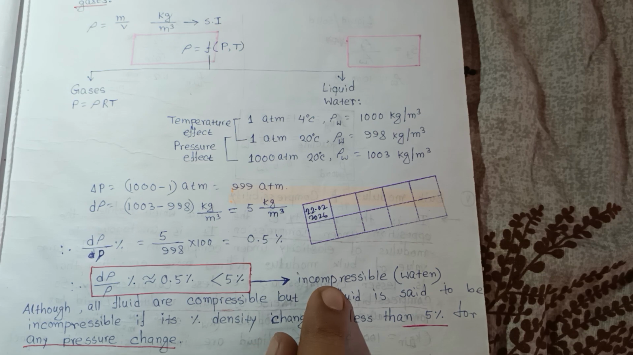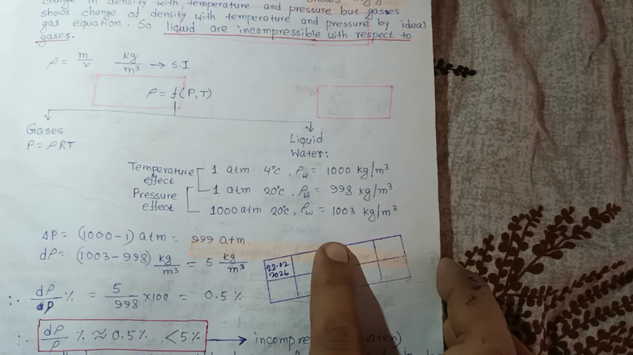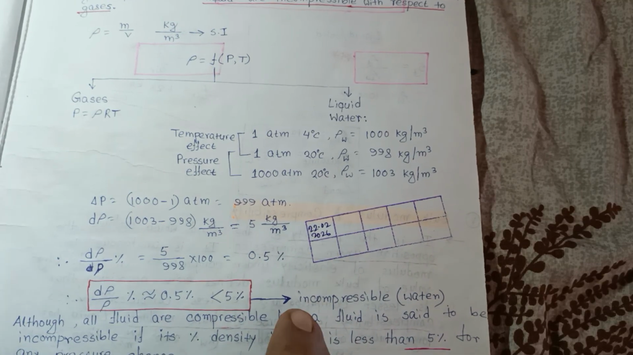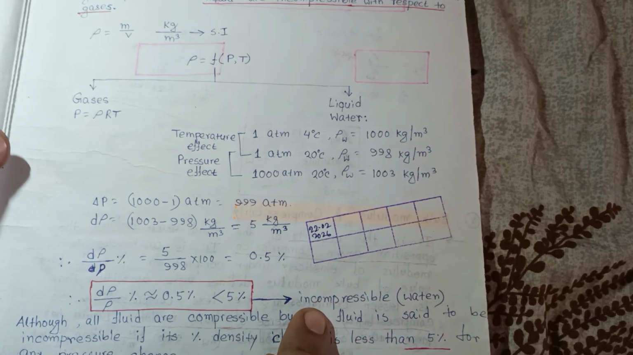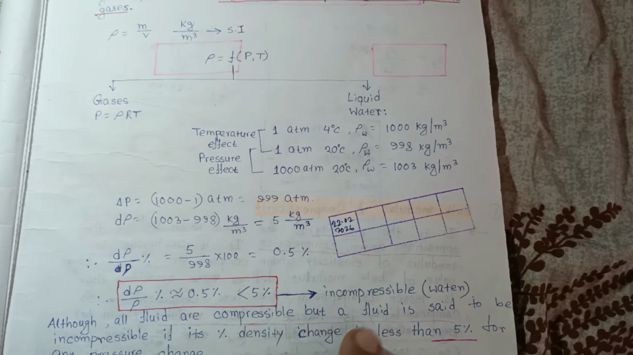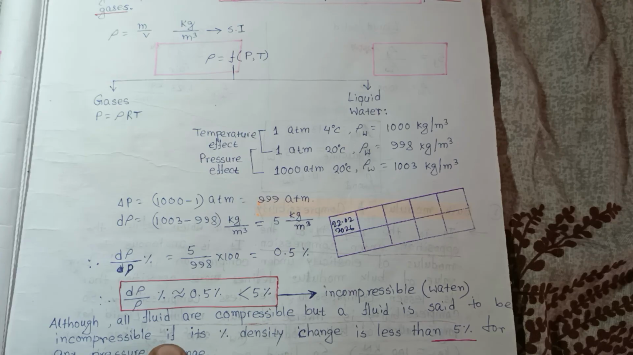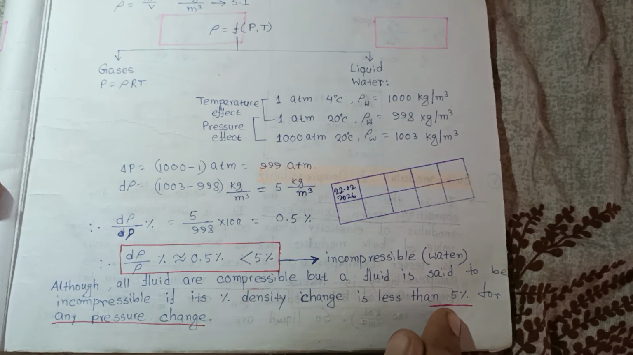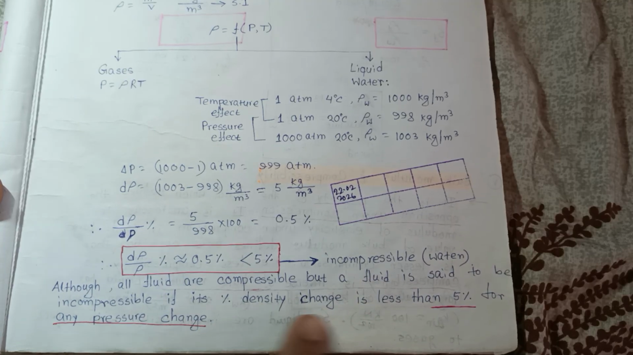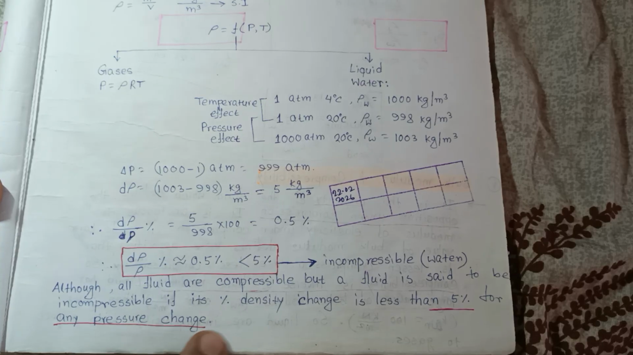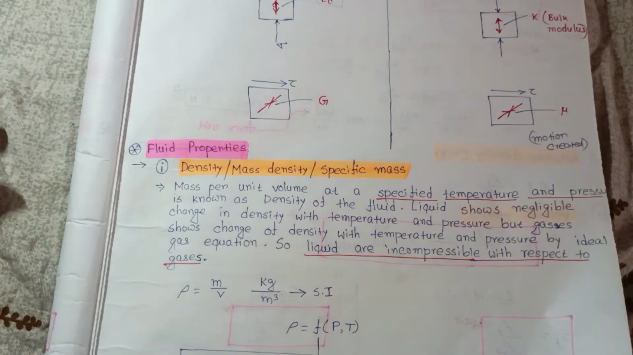Density changes are there, but they are very little, so we can neglect these changes. That is why it is known as an incompressible fluid. Although all fluids are compressible, a fluid is said to be incompressible if its percentage density change is less than 5% for any pressure change. This is very important. So this is all about density.